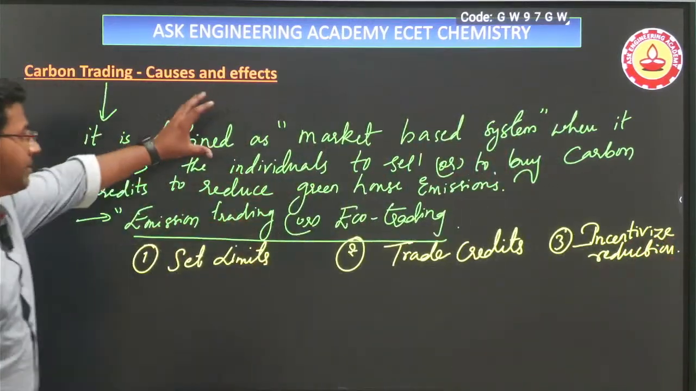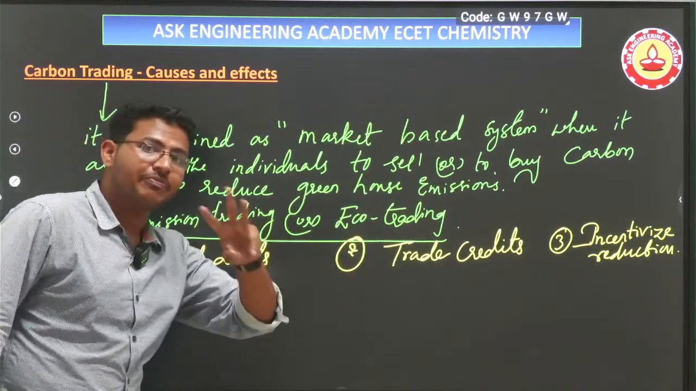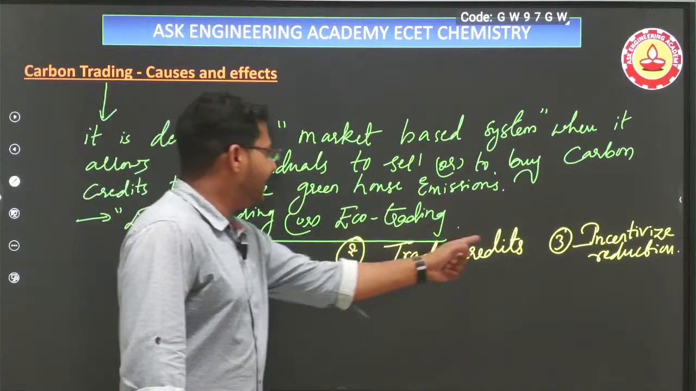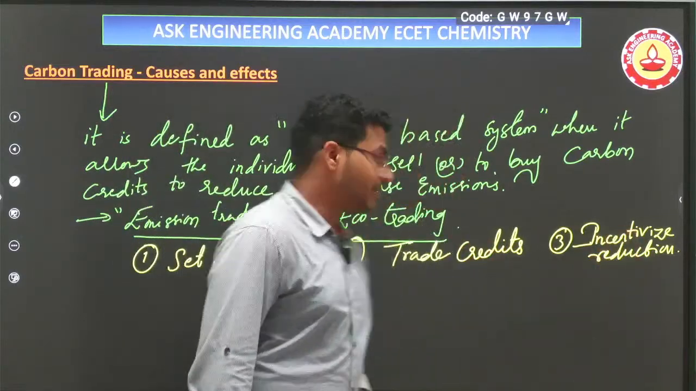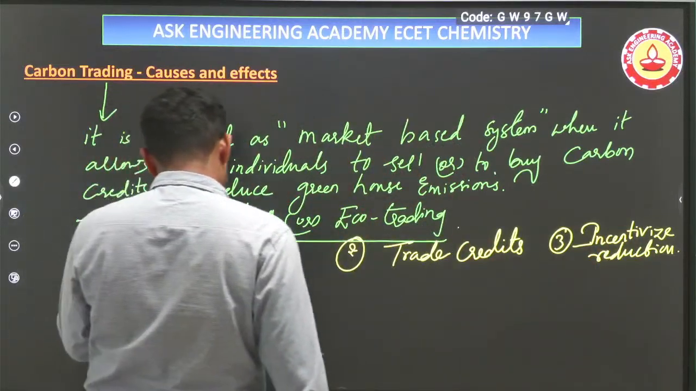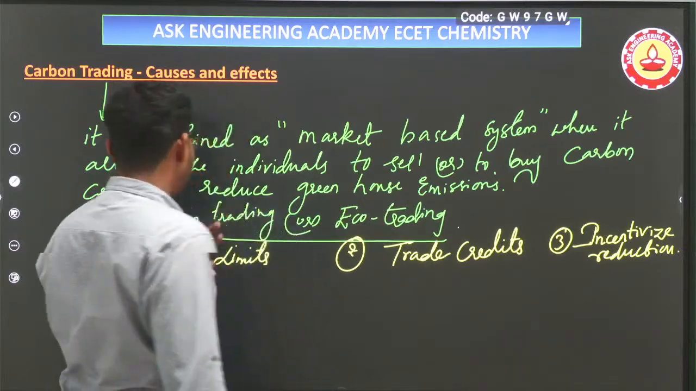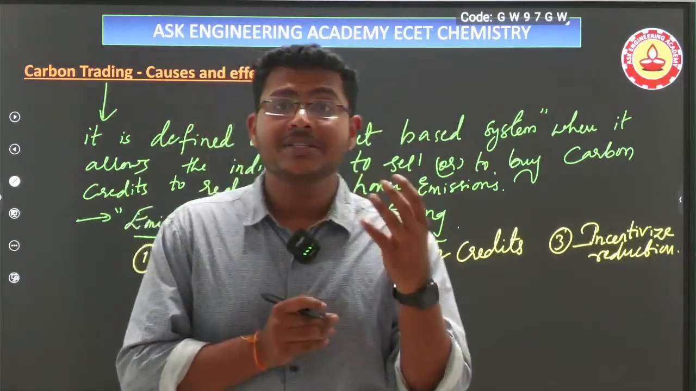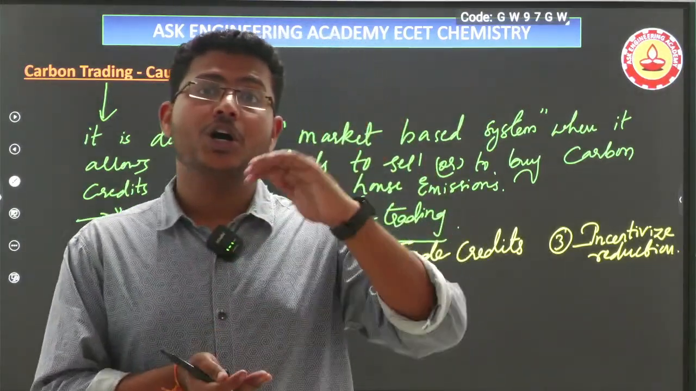Under carbon trading, there are generally three kinds of principles emphasized: set limits, trade credits, incentivize reduction. Set limits means setting limits on all the emissions of the emitters. The government or any organization should set some kind of limits on the emissions from all the emitters.